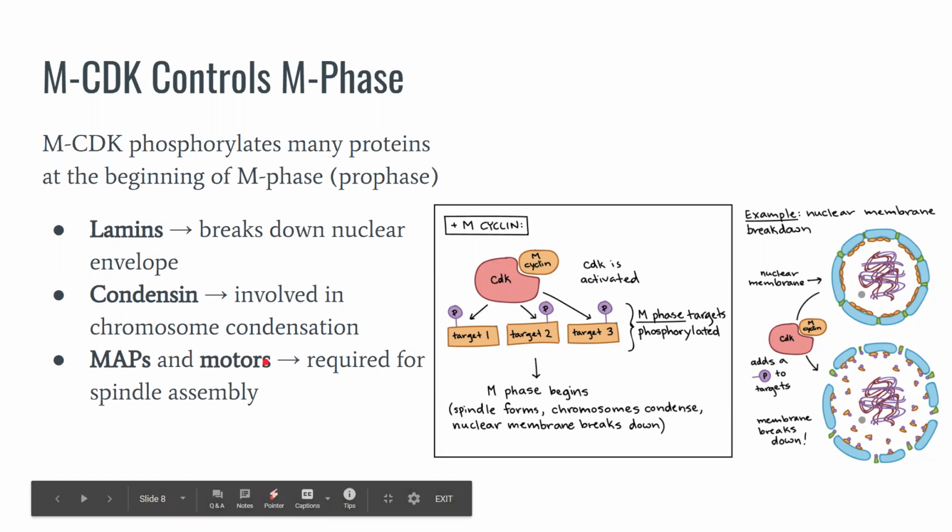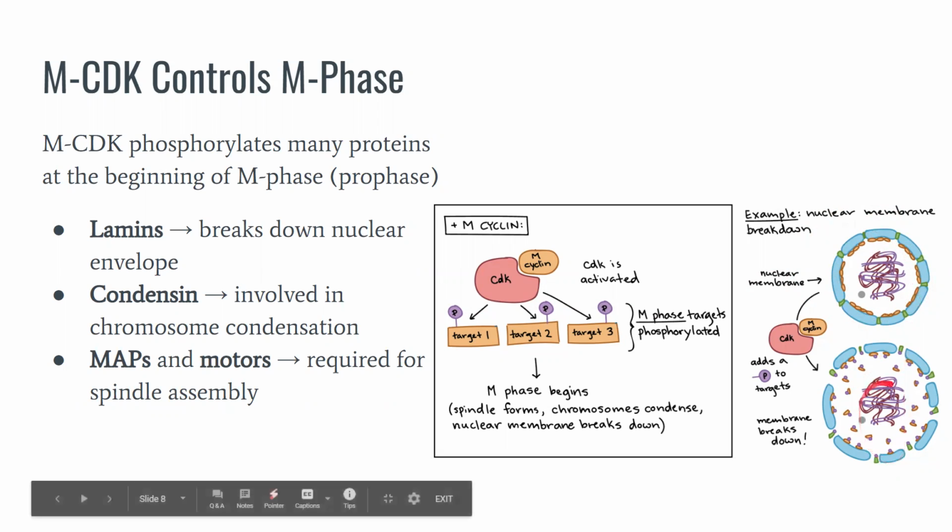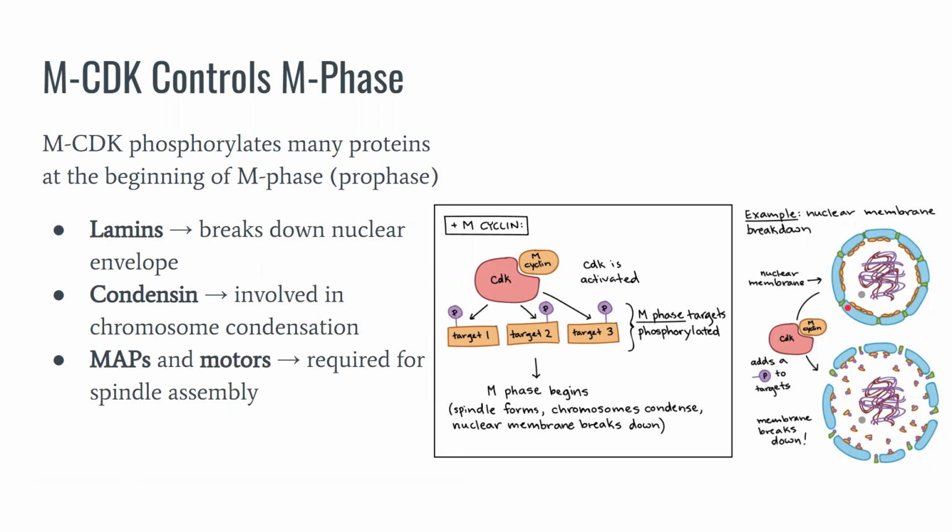So when MCDK phosphorylates lamins, it breaks down the nuclear envelope, if you see here. This is important because you need the nuclear envelope to break down so you have access to the DNA. This is the first step in prophase, the nuclear envelope breakdown.